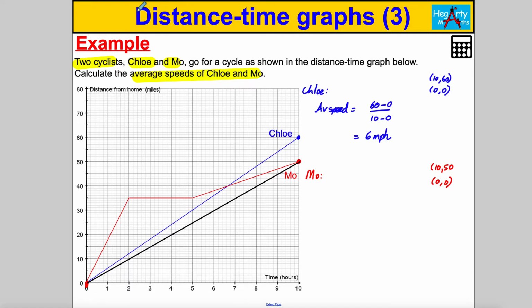And to do that, we're going to work out average speed is difference in y's. So we're going to do 50 take away the 0 divided by 10 take away the 0, and that's going to give us 5 miles per hour, and we're done.